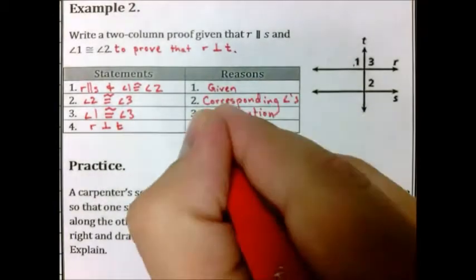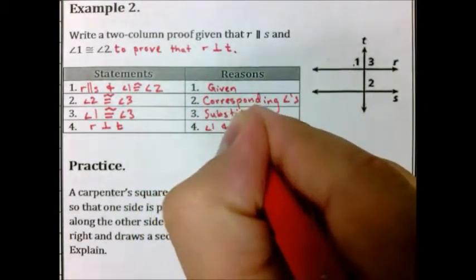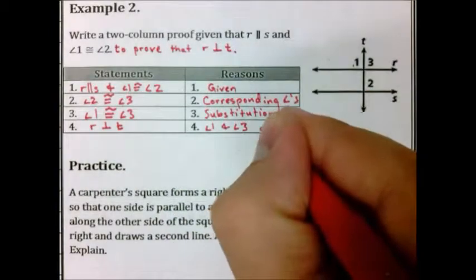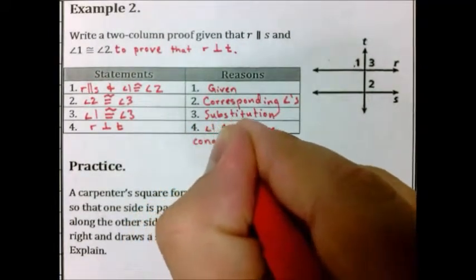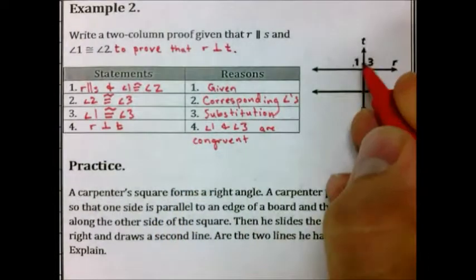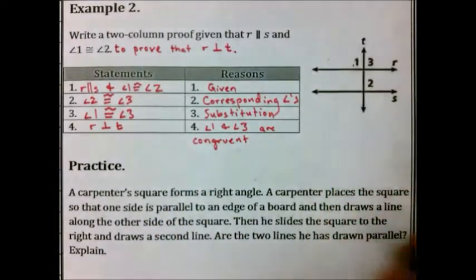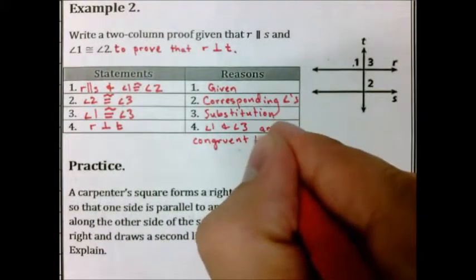And then that last statement is we can say R is perpendicular to T, and the reason why we know that is because angle 1 and angle 3 are congruent. And remember in our theorems, we said that if we have a linear pair that's congruent on both sides, then that means that those lines have to be perpendicular, okay? And they're supplementary.